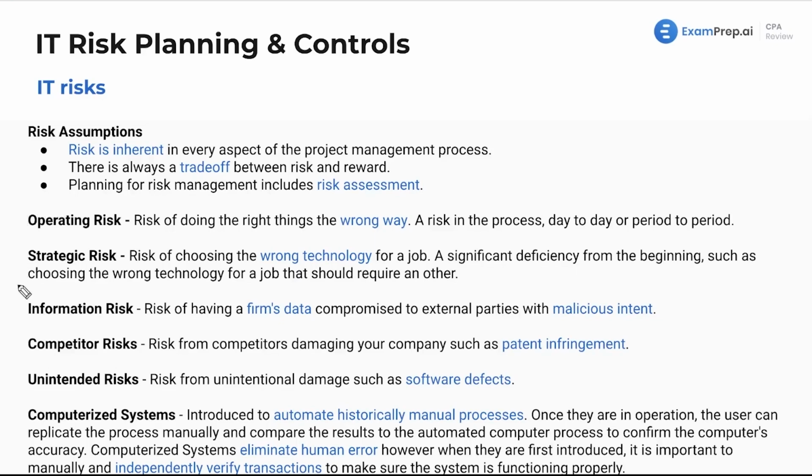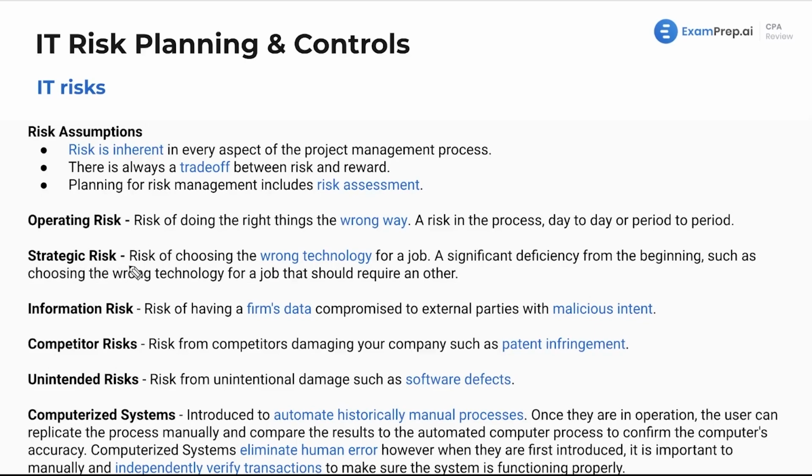We have a bunch of types of risks here. You thought you saw enough risks with our financial risk management, but here are some IT related risks. Operating risk is the risk of doing the right things the wrong way. Story of my life, whether it's putting together a table or just doing my job. This is a risk in the process, day to day, or even period to period. Right? So, oh yeah, I can plug in the microwave. What do you mean it's upside down? What are you talking about?